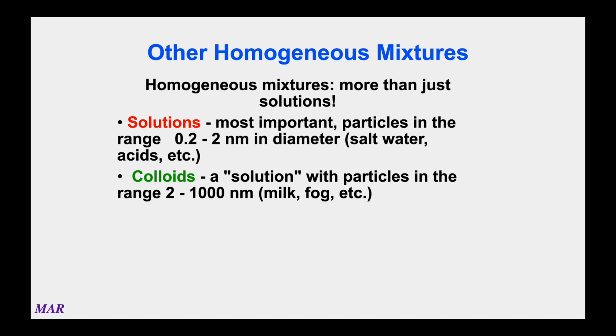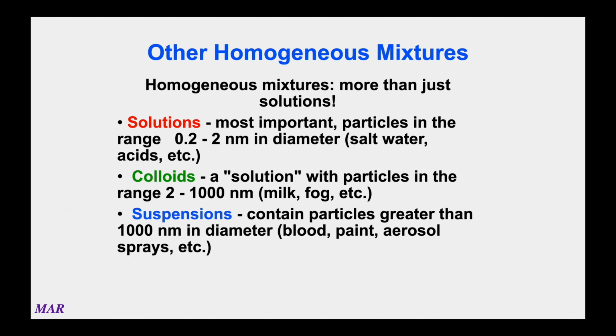The other types of solutions, one of them is called a colloid. And a colloid is also a type of solution. It's a homogeneous mixture, but the particles are quite a bit bigger. They can go from roughly 2 to 1,000 nanometers, and these are a lot bigger. So this is going to create things like milk, which is actually a colloid because it is one homogeneous solution, but it's different. Fog is actually a colloid, which is kind of cool. And in addition to solutions and colloids, you also have suspensions.